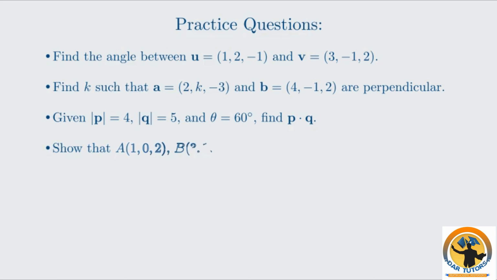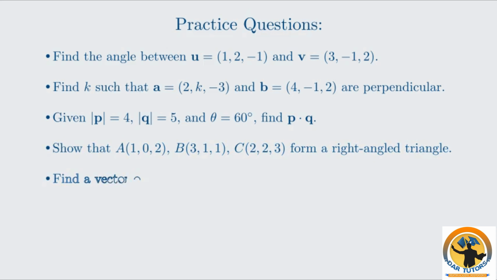Question 4. Show that the points A (1, 0, 2), B (3, 1, 1), and C (2, 2, 3) form a right-angled triangle. Question 5. Find a vector of length 5 units that is perpendicular to the vector w equals (2, 1).